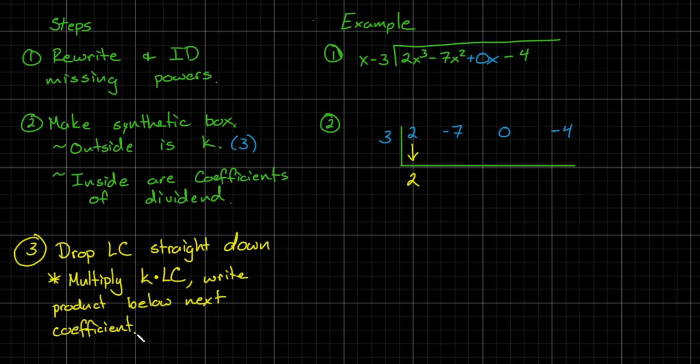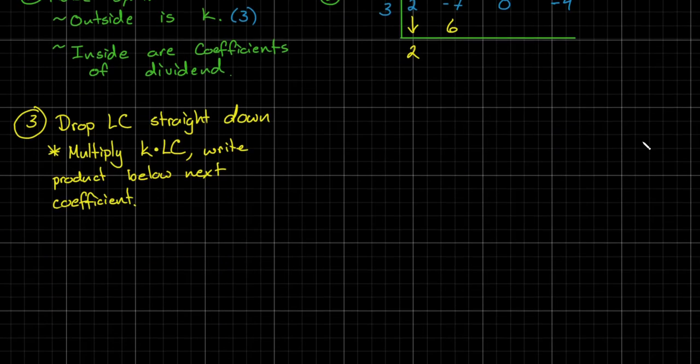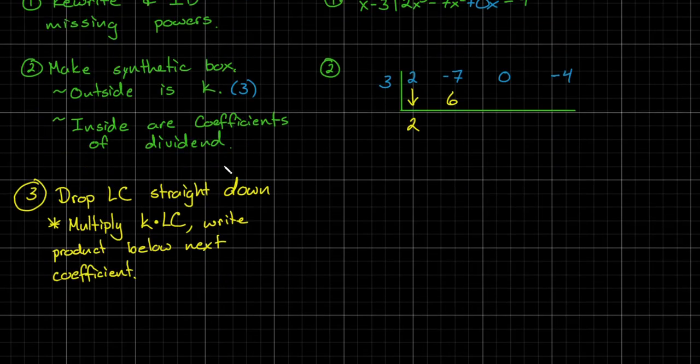The -7. This is the next coefficient. So help me out. What's 3 times 2? 6. I'm going to write it here. And we have one more step. So I'm going to say we've done this. We dropped the leading coefficient straight down. We've multiplied it. And then write the product below the next coefficient. Add and repeat.